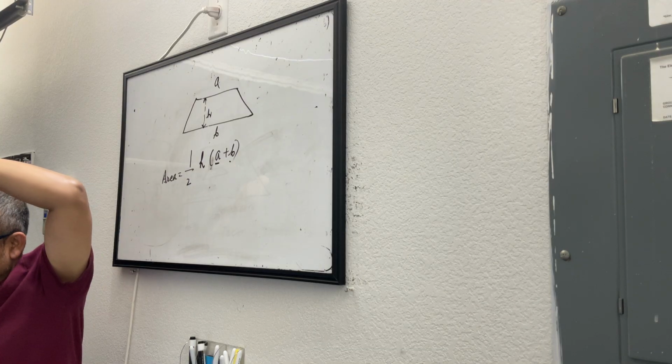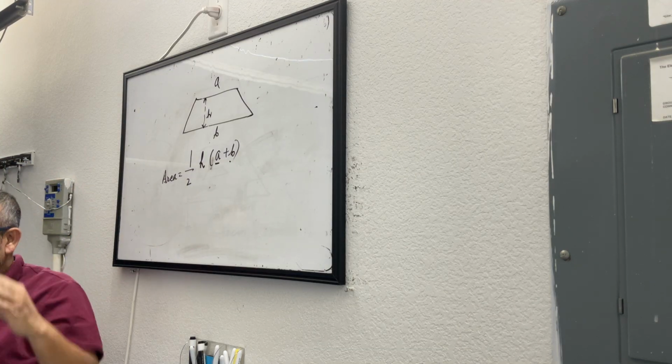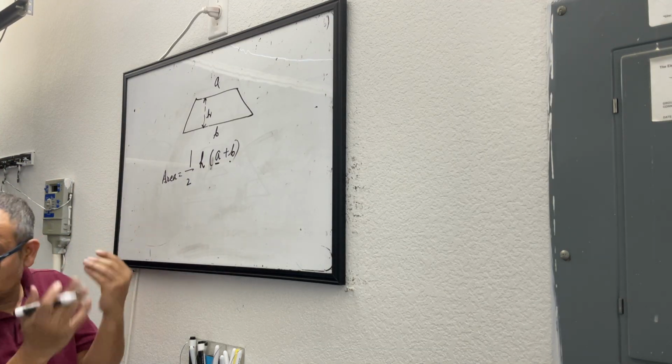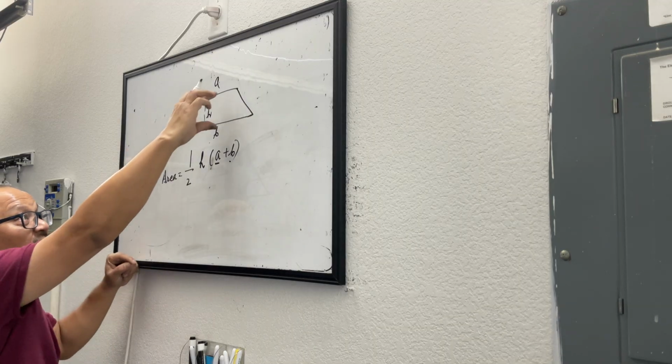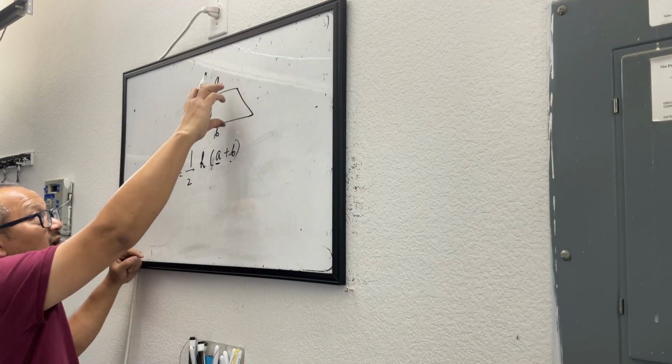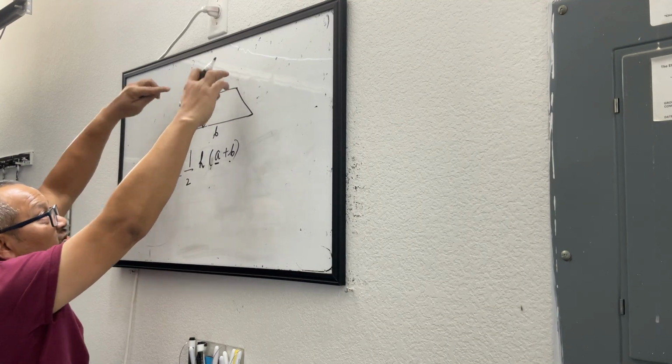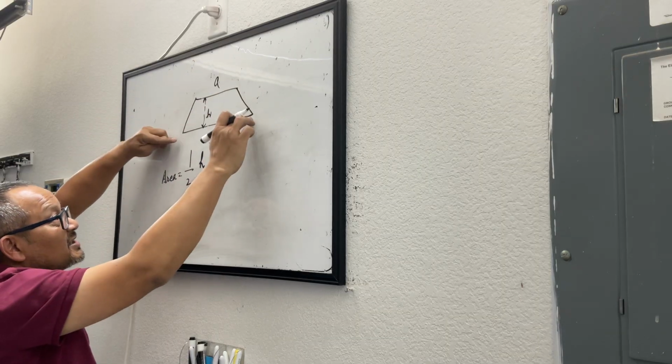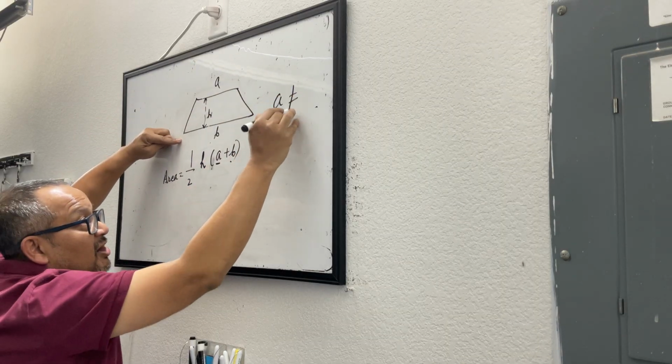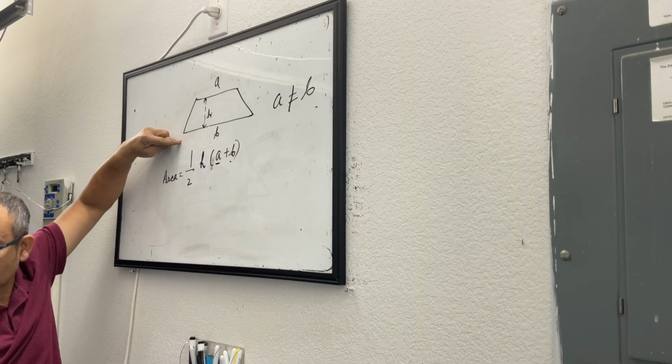Let me repeat myself. If you are talking about a trapezoid, what do you know about a trapezoid? You have only one pair of parallel lines and they are not of the same length. So if this length is A, this length is B, and A and B are not equal. Okay?